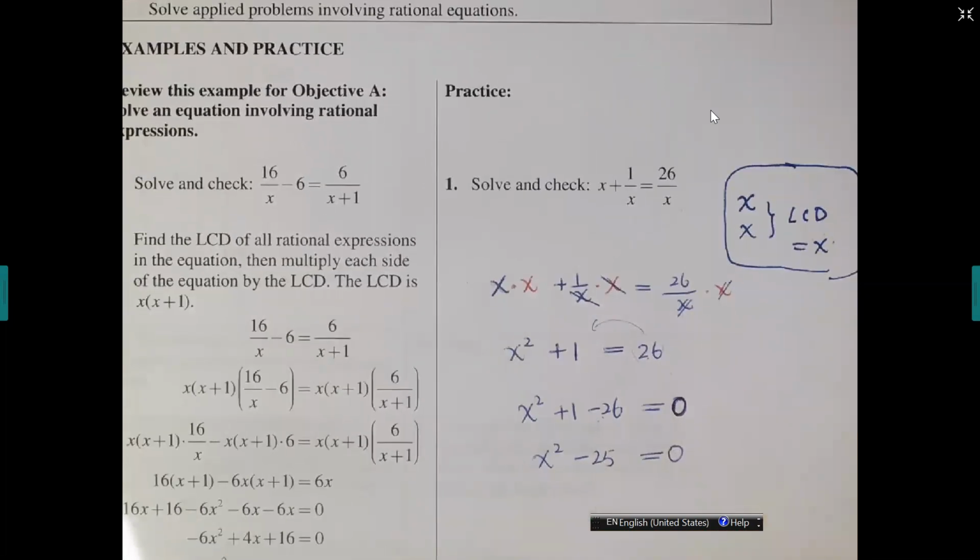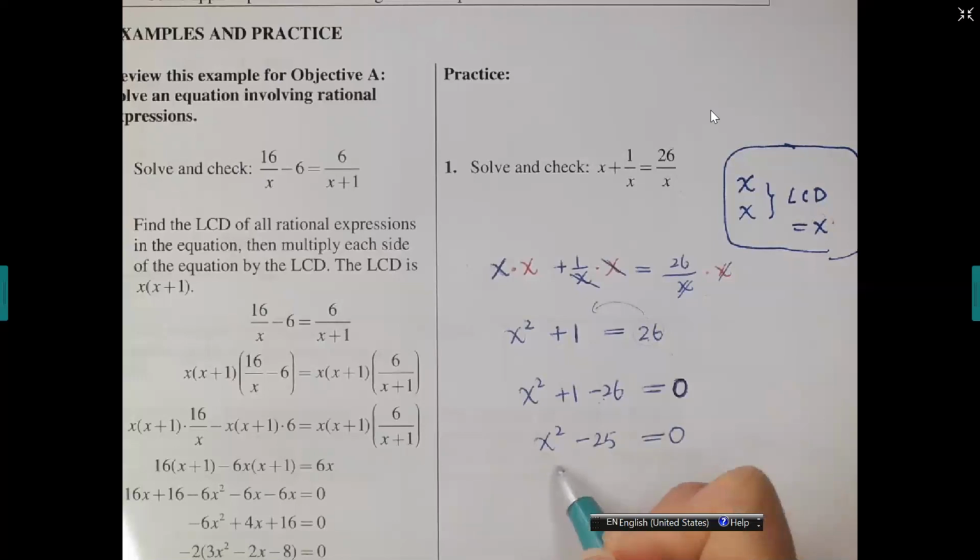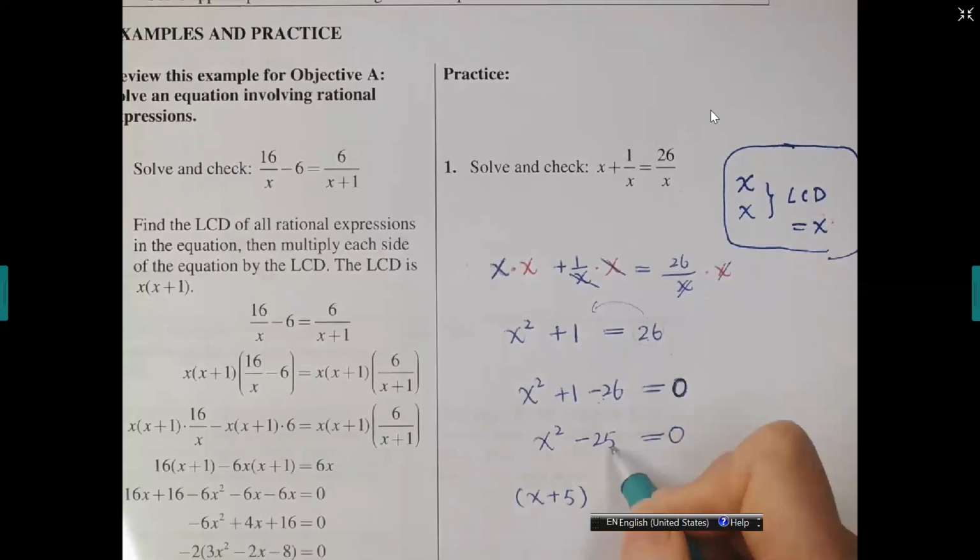To solve a quadratic equation, when we see 0 on the right side, what do we do on the left side? Factor it if it is possible. So we try to factor this. 25 is 5 squared. Squares minus squares. What do we have? We have the sum and difference of the two bases because 25 is 5 squared. So factor this binomial.